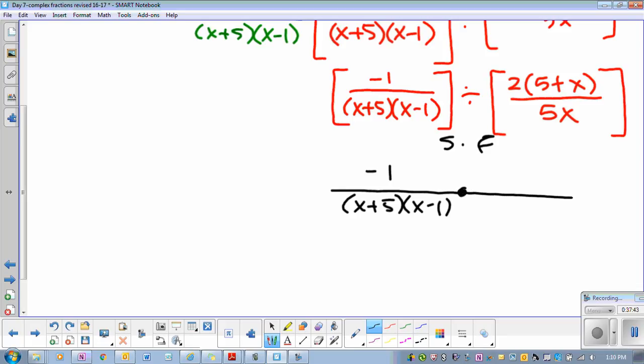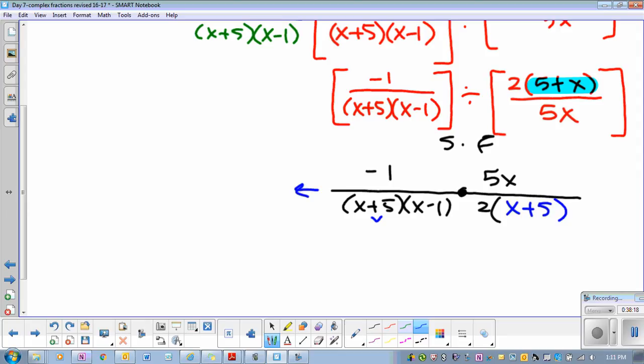Times, you flip the second one, so 5x, 2. So, all right, here. So guys, this 5 plus x, if I rewrite that, what is it? It's just x plus 5. So I'm actually going to rewrite this as x plus 5 because I see the same one here. That way everything's parallel. Then they're the same and I can say it's squared, right?